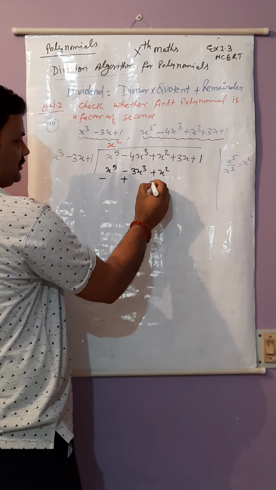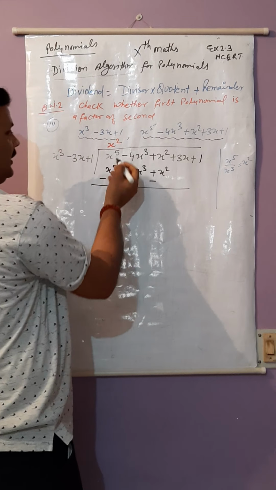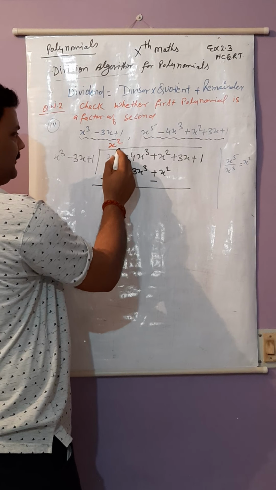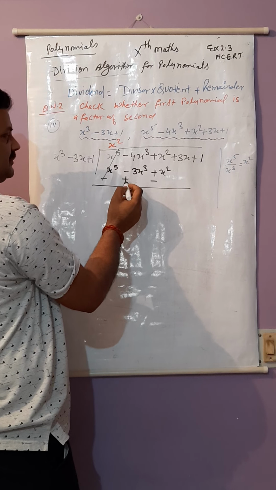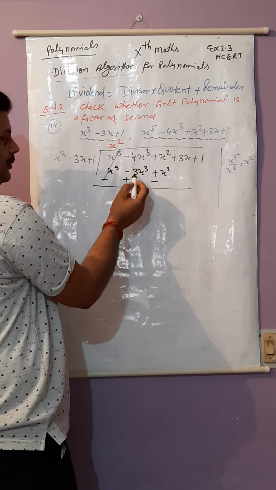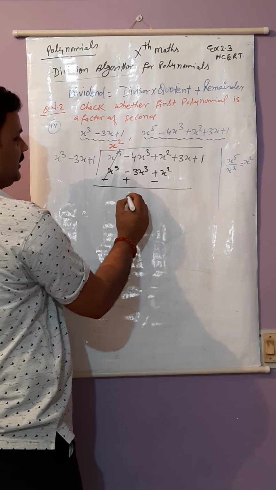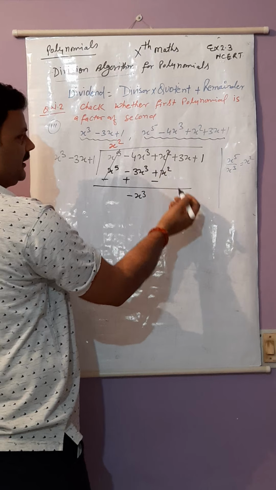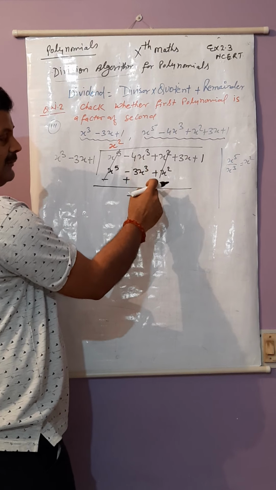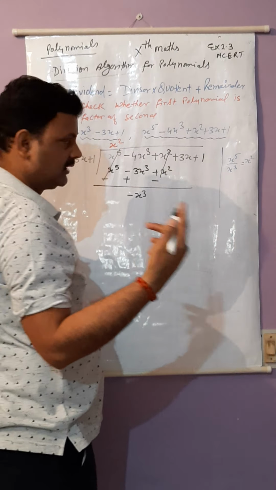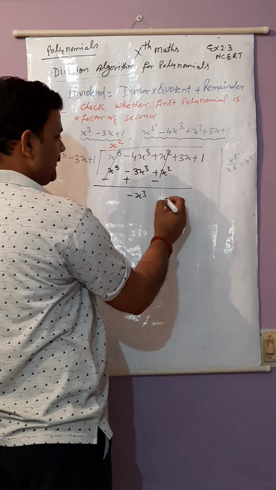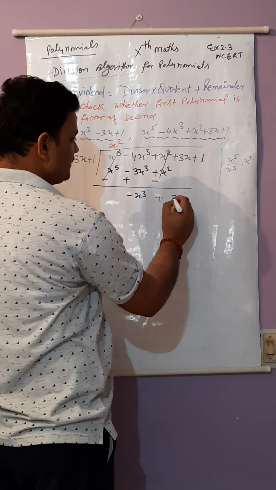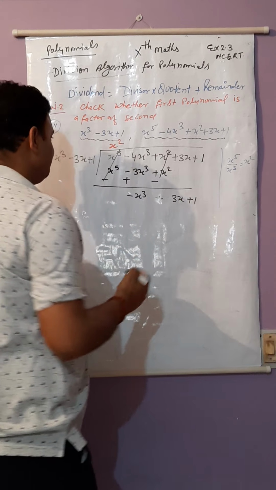Subtracting them, so changing their sign. This is going to cancel over here. This is minus and this is plus. So minus 4 plus 3 that is minus 1, so minus x cube, and this is going to cancel over here since they are having the same coefficient with the minus sign and plus sign. So this term is 3x plus 1.